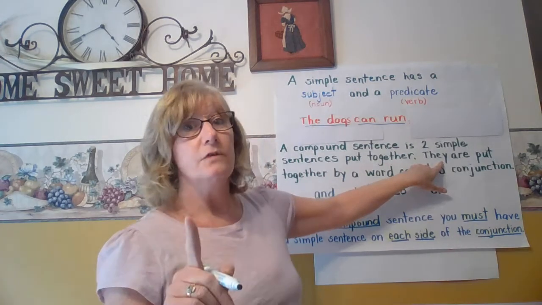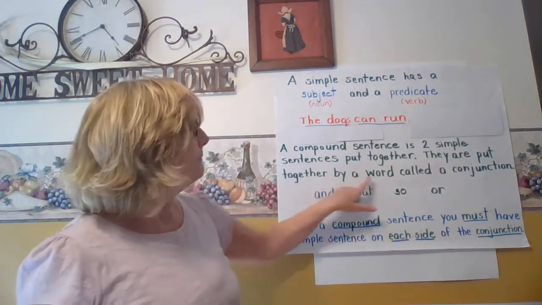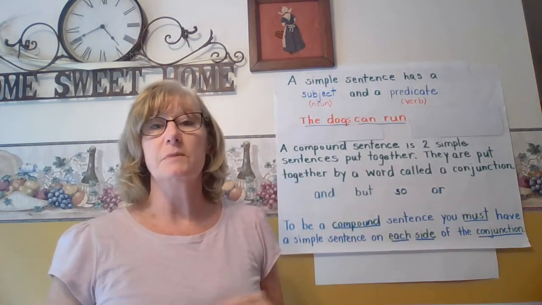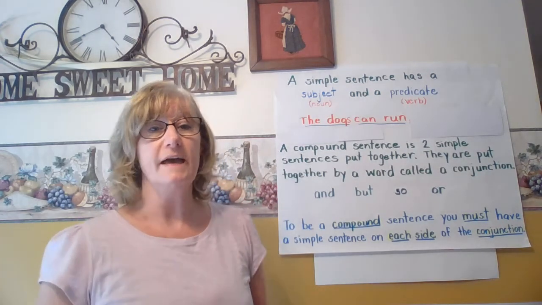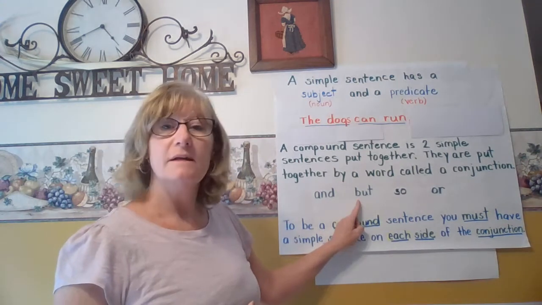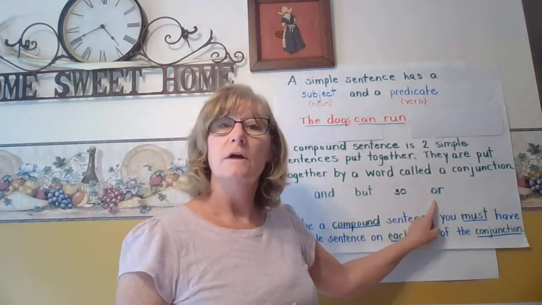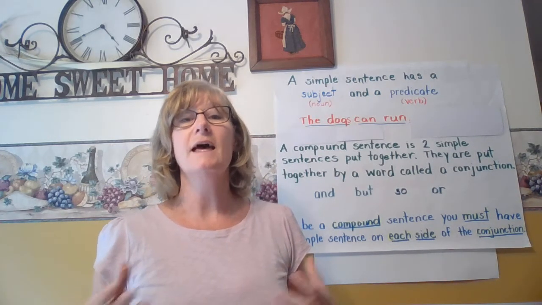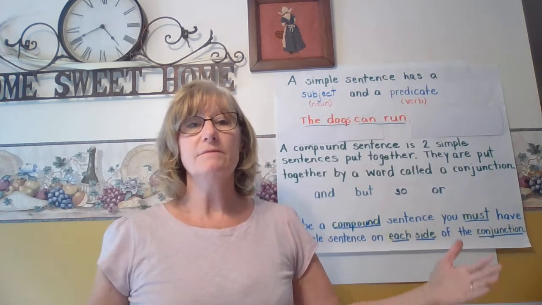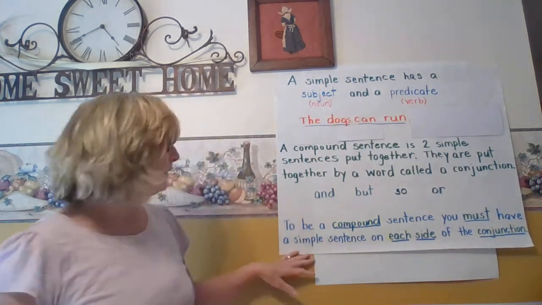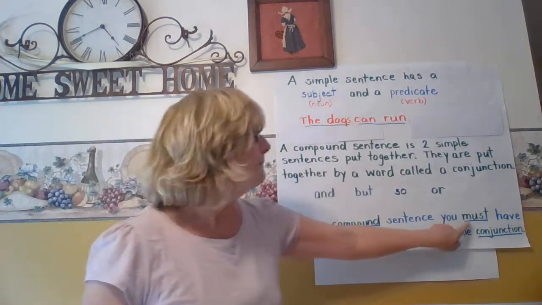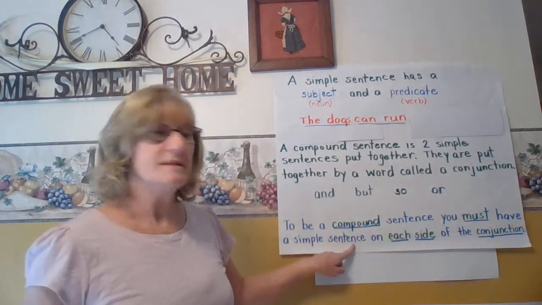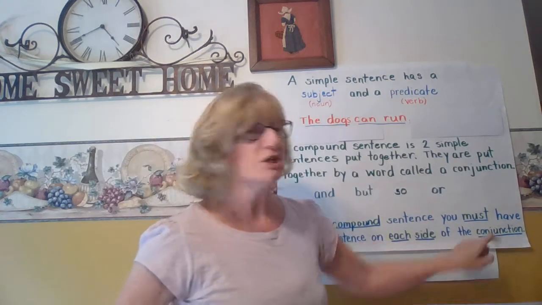They are put together, this is very important, the two sentences are put together by a word called a conjunction. Now there's lots of different conjunctions, but there's only 4 of them that we're going to be working with today. And, but, so, and or. Those are the conjunctions that we're going to use today to practice taking a simple sentence, adding more to it to make it a compound sentence. Lastly, we need to remember, to be a compound sentence, you must, no choice about it, you must have a simple sentence on each side of the conjunction.